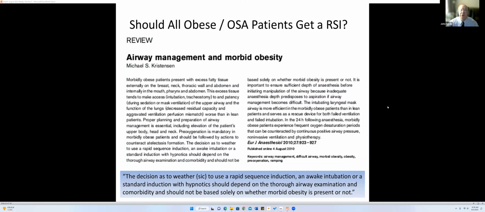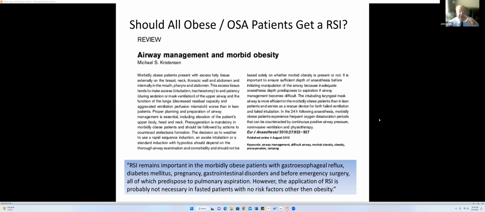So more comments: should the obese patients get a rapid sequence induction? Here, this author says the decision as to whether to use rapid sequence induction or awake intubation or standard induction with a hypnotic should depend on thorough airway examination and comorbidity, and not be based solely on whether morbid obesity is present or not. And again, they say rapid sequence induction remains important in morbidly obese patients with gastroesophageal reflux, diabetes, pregnancy, gastrointestinal disorders, and before emergency surgery, all of which predispose to pulmonary aspiration. However, the application of rapid sequence induction is probably not necessary in fasted patients with no further risk factors other than obesity.